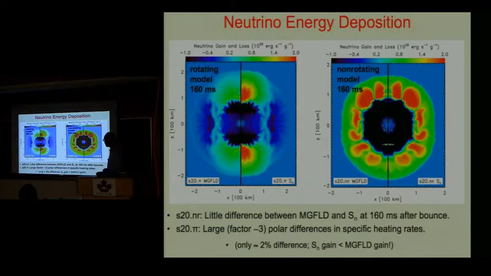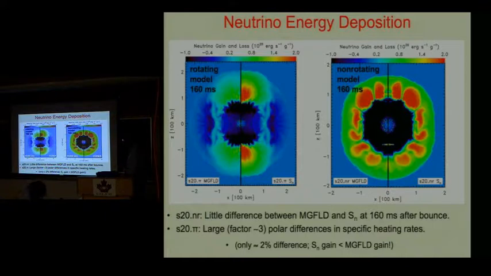And the thing I want to call your attention to is, if you have a regular calculation, here's the heating profiles, here's the stalled shock. This is with a multigroup flux limited diffusion. The red dots, the red spots are hot spots.